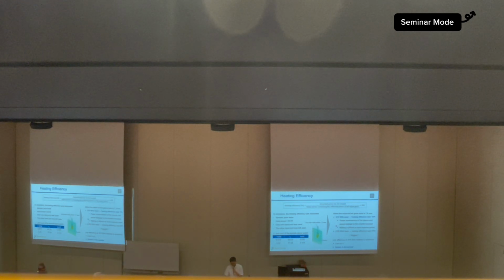So what is the difference between this low efficiency and high efficiency? The low efficiency in 915 MHz heating is caused mainly by the low tangent delta.